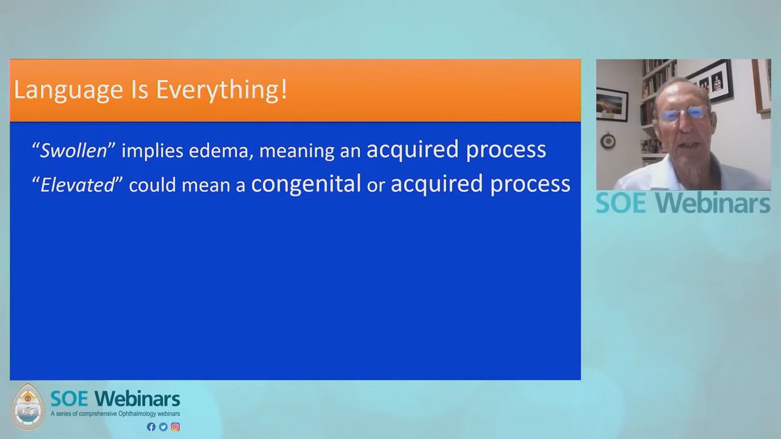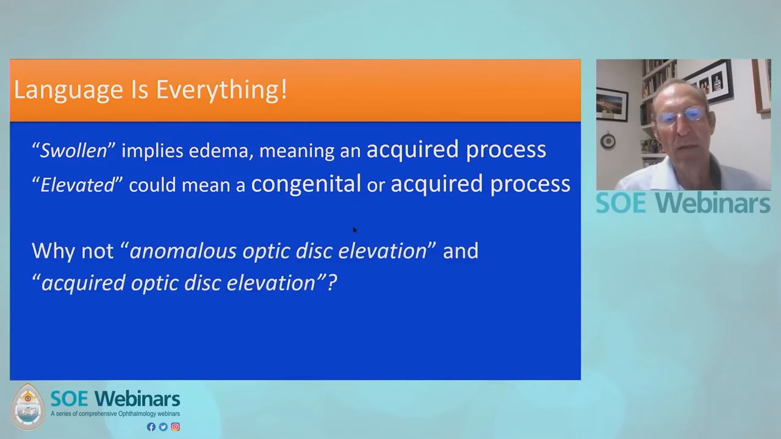The first thing that we have to clear up is language. In English, when we say swollen, we usually mean that the optic disc is edematous. And that will mean that the patient has an acquired process. If we use the term elevated, that could mean either a congenital or an acquired process. So you can see that there is a distinction here. In general, most physicians, most ophthalmologists use the term swollen. The problem is that if you use that term, you are automatically implying that the patient has an acquired process, and you all know that many swollen discs actually are congenital. So I suggest to you that an alternative, not always very popular, but a little bit more rigorous, is using the term anomalous optic disc elevation when you mean congenital, and acquired optic disc elevation when you mean acquired.